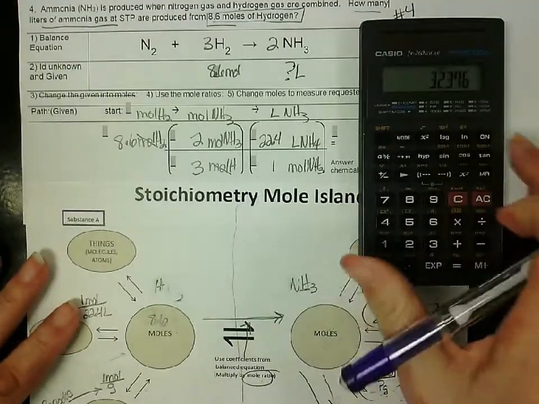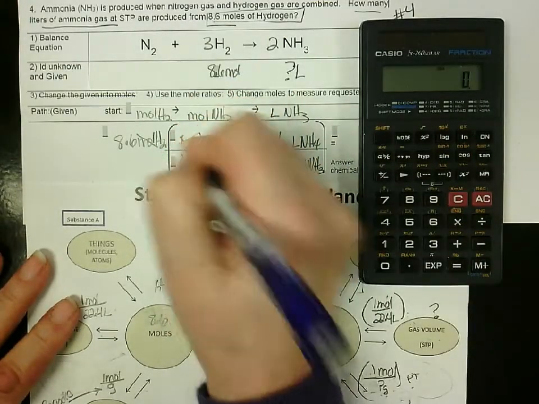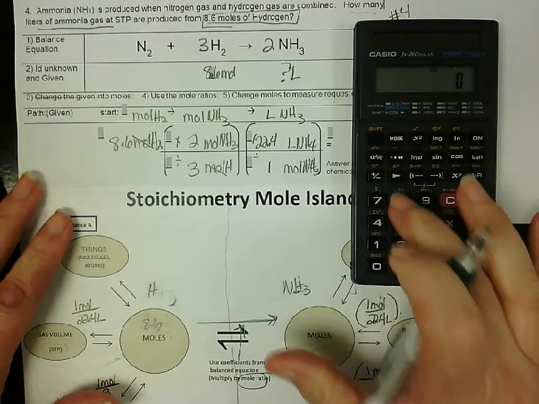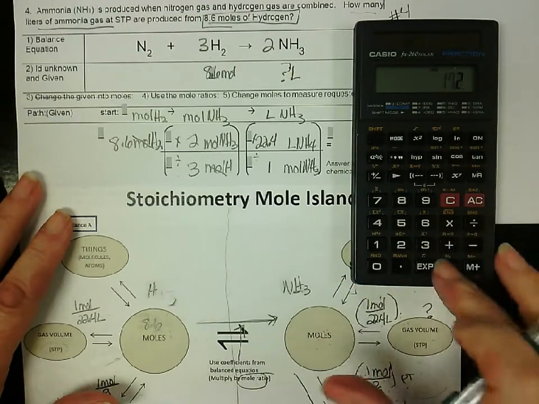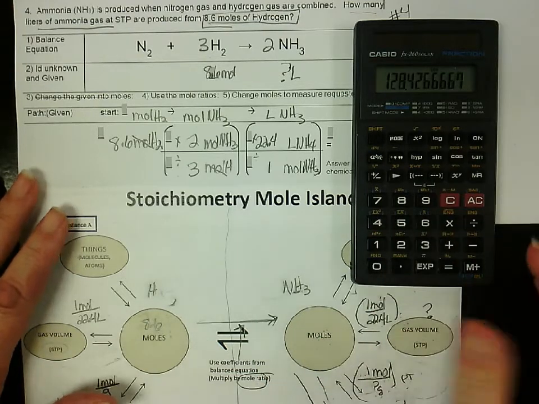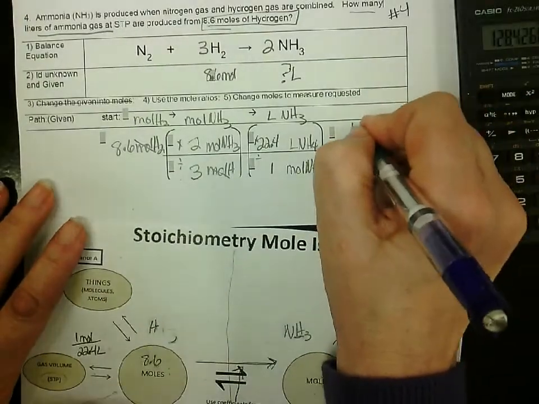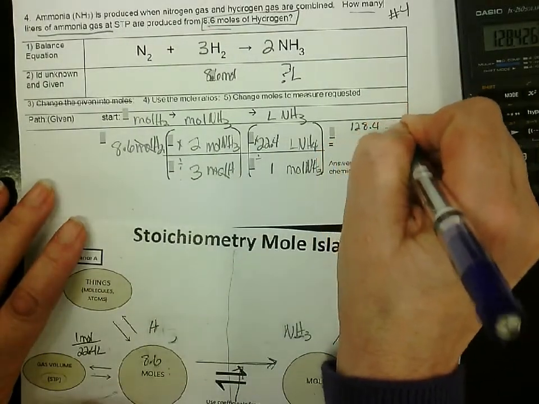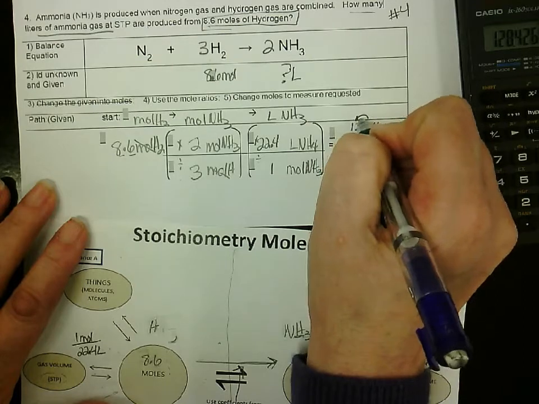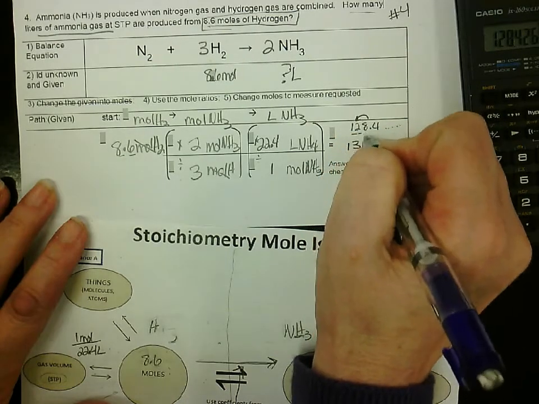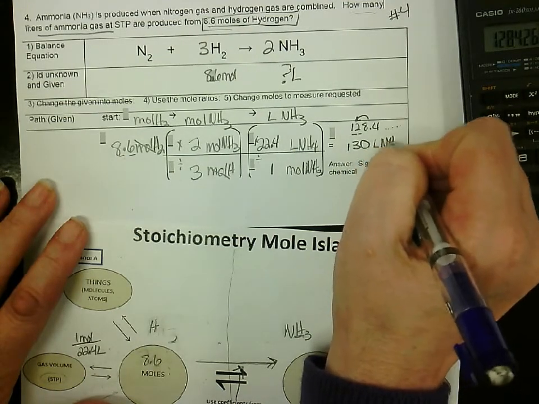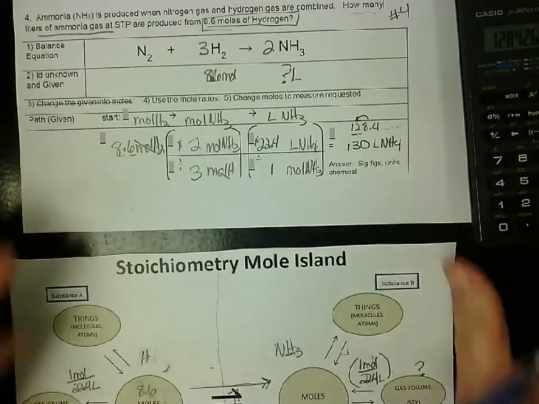So now when we plug this in our calculator, multiply, divide, multiply, divide, we get 8.6 times 2 equals divided by 3 equals times 22.4 equals divided by 1. And what you get is 128.4 and so on. I have two significant figures in my given, so I'm going to underline those two. The 8 does round it to a 3, but this is a hundreds number, so it has to stay in the hundreds. So I get 130 liters of ammonia. Okay?